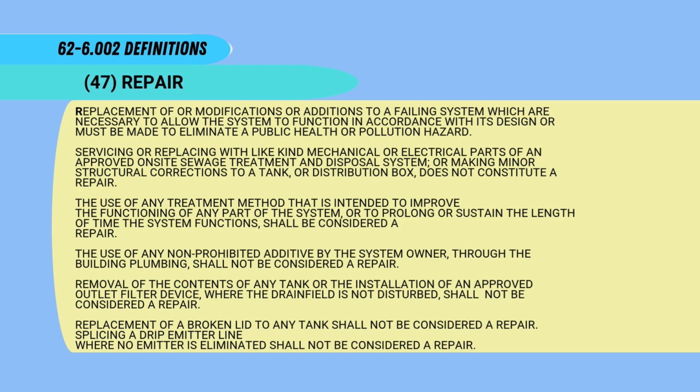The use of any treatment method that is intended to improve the functioning of any part of the system, or to prolong or sustain the length of time the system functions, shall be considered a repair. The use of any non-prohibited additive by the system owner, through the building plumbing, shall not be considered a repair. Removal of the contents of any tank or the installation of an approved outlet filter device, where the drain field is not disturbed, shall not be considered a repair. Replacement of a broken lid to any tank shall not be considered a repair. Splicing a drip emitter line where no emitter is eliminated shall not be considered a repair.